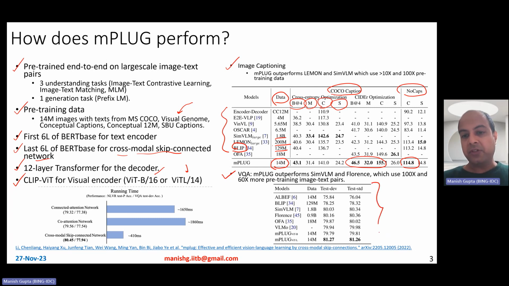Similar are the observations on the visual question answering task, where the mPLUG large model outperforms SimVLM and Florence, which use 100x and 60x more pre-training data.